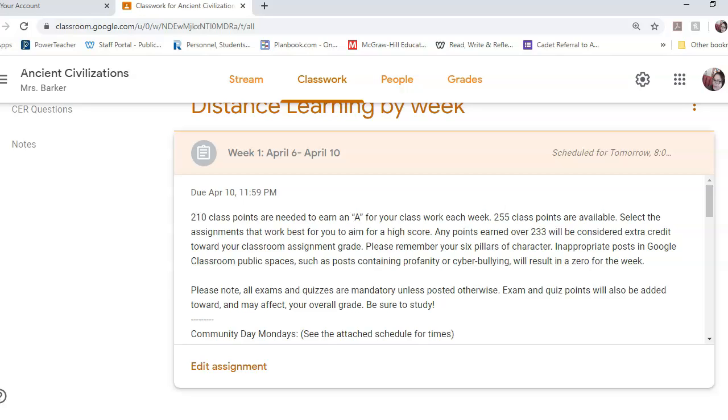Be sure to study. To go over that, when I say that if you get 210 class points you earn an A, that is for the classwork part of your grade. Anything you earn on quizzes or tests will be combined with that to make your overall classroom grade. So do make sure you study. If I tell you there's going to be a test, study. Keep your eye on the stream and on your classwork, because I will give hints and tell you if quizzes are coming. So make sure that you have your eyes on Google Classroom daily. Multiple times a day would be good.